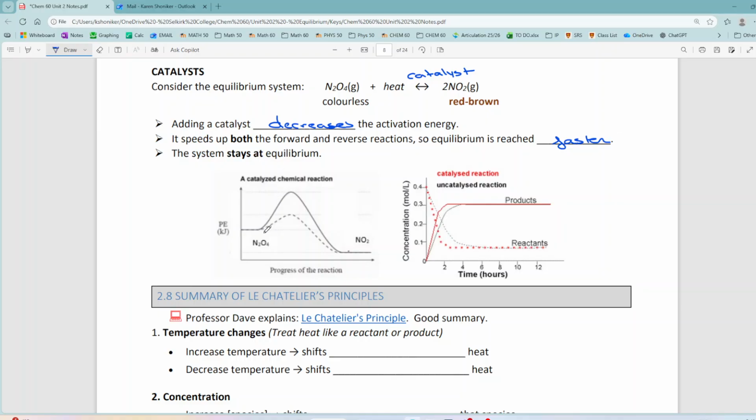So potential energy diagram, remember that the wall the frogs have to jump over is just lower, right? It's a lower activation energy. And all that's going to happen, if you look at the difference between the gray graph versus the red graphs, is that we end up reaching the same equilibrium concentrations, but when it's catalyzed, it just happens faster. So there's no shift when you add a catalyst.